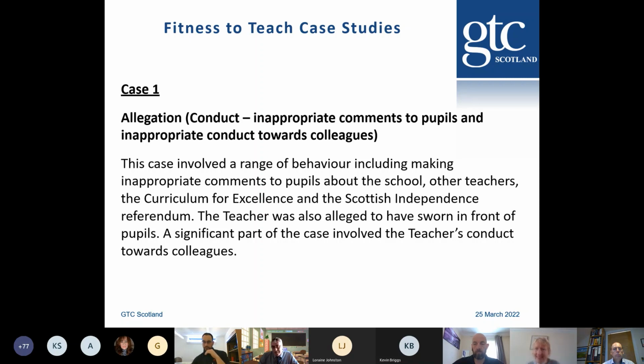Conditional registration, Kevin is saying. Perhaps give the person time to address questions about their conduct and show how they have improved. That would be a good use of a conditional registration order, Kevin, absolutely, because the registration here does depend on improvements.